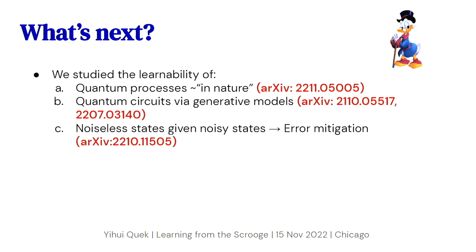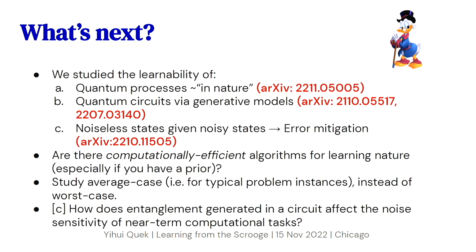So I'm going to conclude by reviewing what we went through. We studied the learnability of quantum processes in a setting that brought us maybe one step closer to what experimentalists actually deal with. We studied the learnability of quantum circuits inspired by the setting of generative modeling. And also, we saw how we could learn noiseless states given a noisy state. And this was useful in helping us draw conclusions about error mitigation.